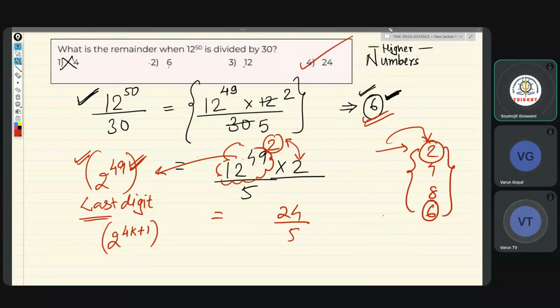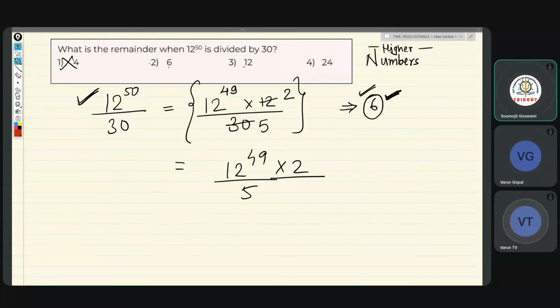But this is a shortcut, I am saying. Think about some other methods of your own. Think of something, guys. Think of something.